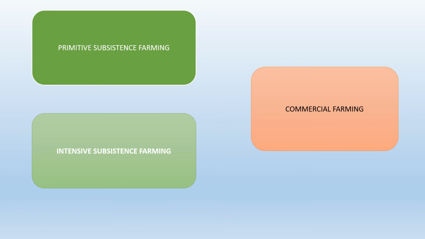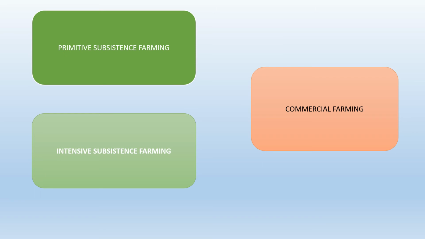Now comes commercial farming. The word itself tells us that he is growing the crop to sell, to earn money. So here there is no population pressure on land. The land size is big. Here people are hired to work, so it is capital intensive. Higher doses of chemicals and high yielding variety seeds are being used to increase the production.